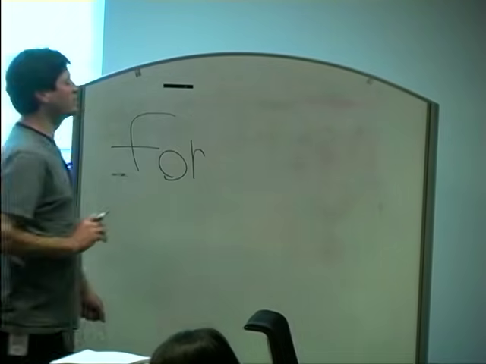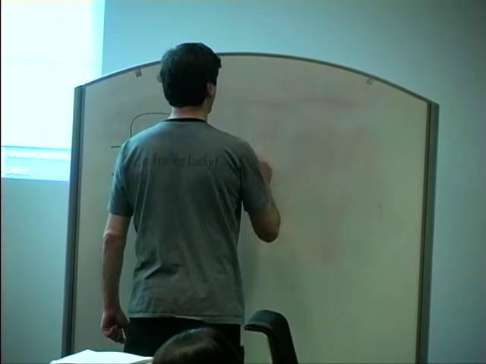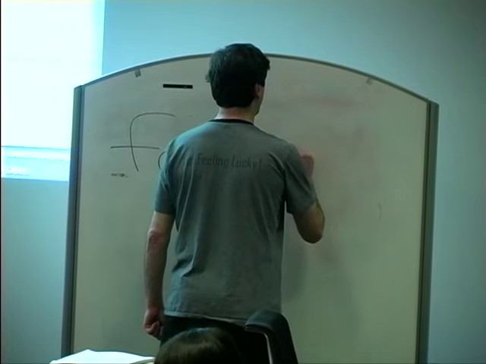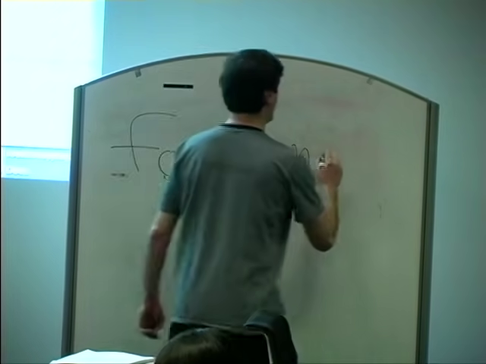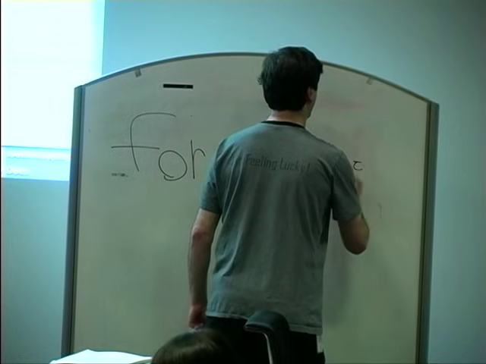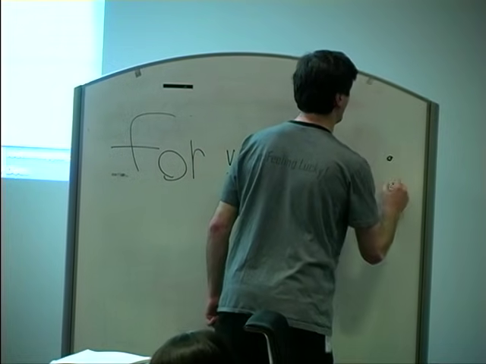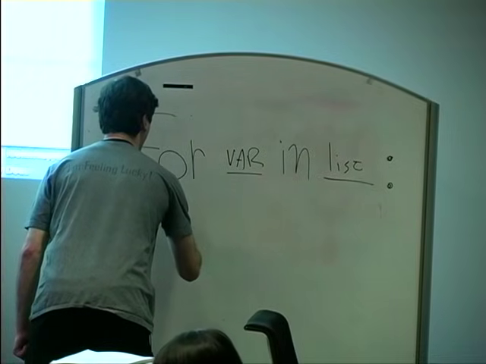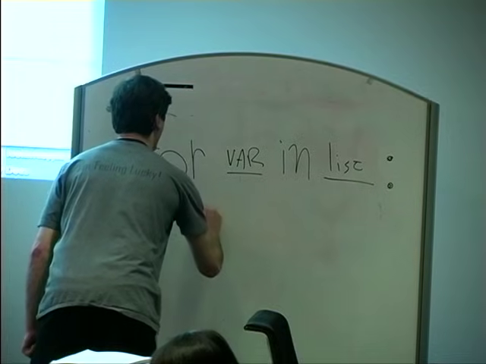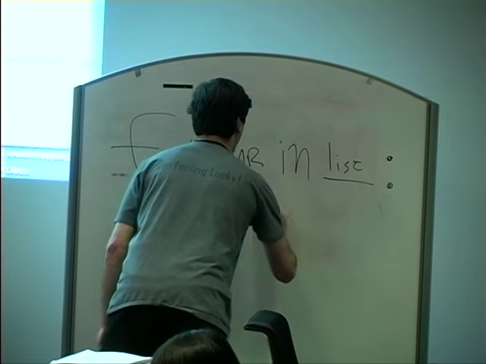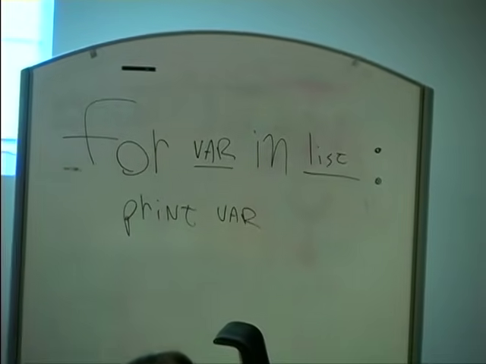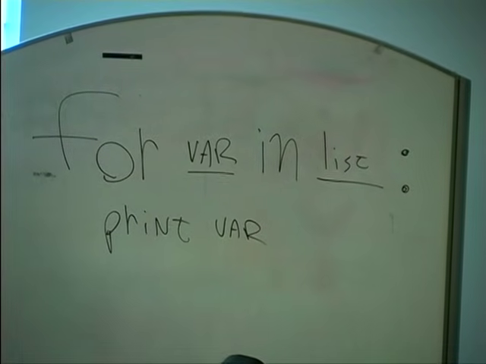All right, so the first word is you begin with for. And then just pick whatever variable name you'd like. I'll underline that. And then you have the word in, and then you have whatever the list is, and then a colon. Then you just do whatever it is you wanted to do for each element in the list. So for example, I might say print var. This is just a built-in way of looping over a list and doing something for each one.